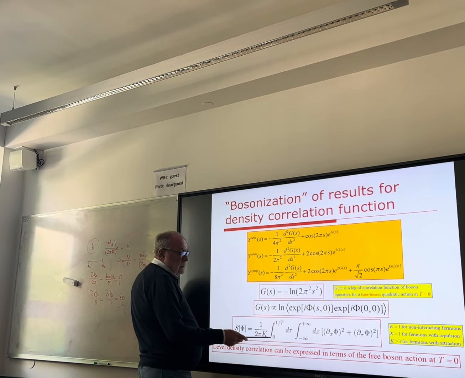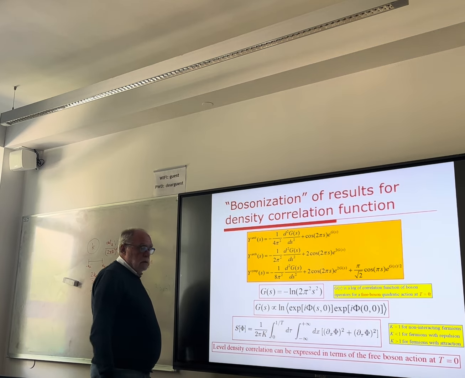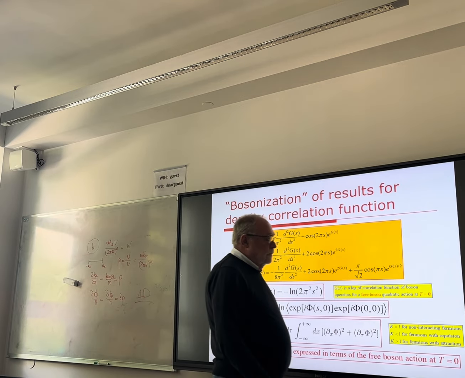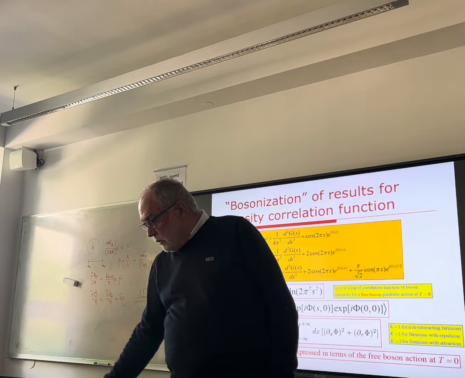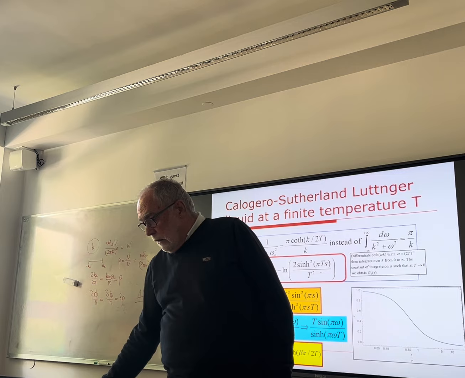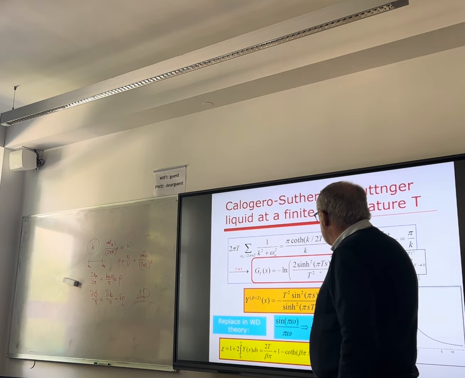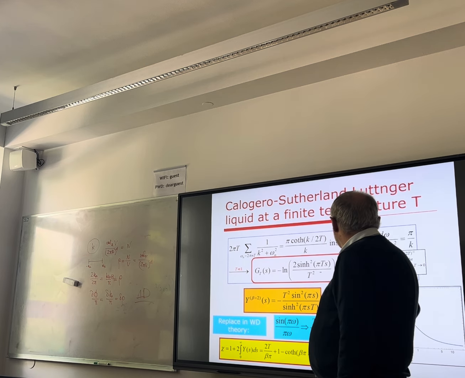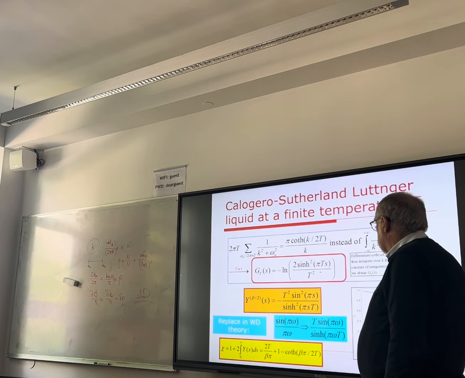If you have free bosons, then it is very easy to introduce finite temperature. You simply change this limit of integration, and therefore I can obtain results for finite temperature as well, practically for nothing. And as I told you, what you have to do is the sum instead of the integral, and you have this result for the Green function.